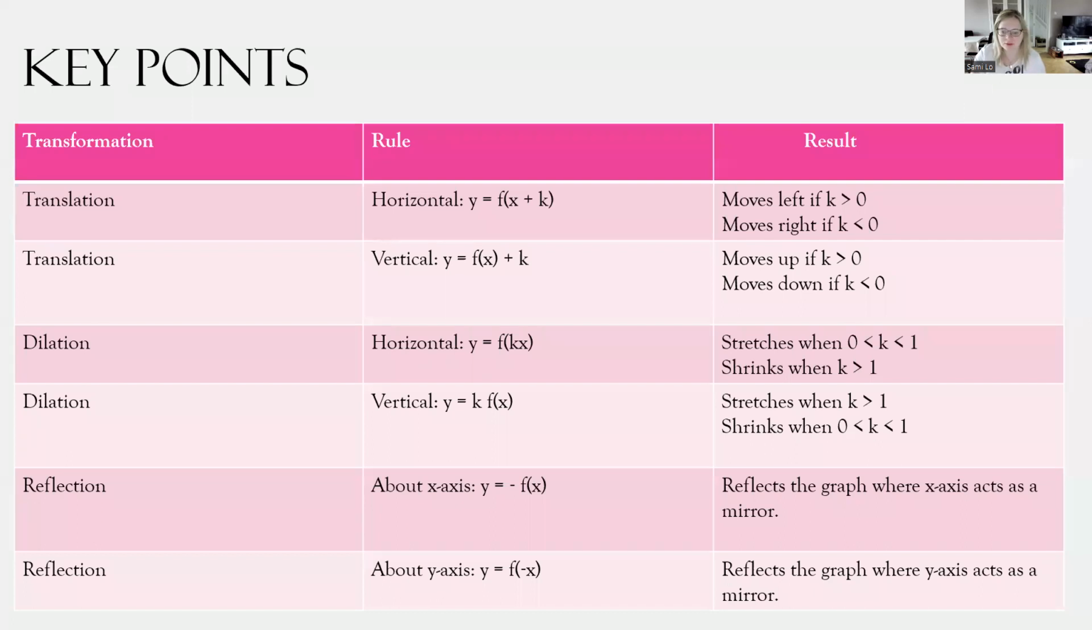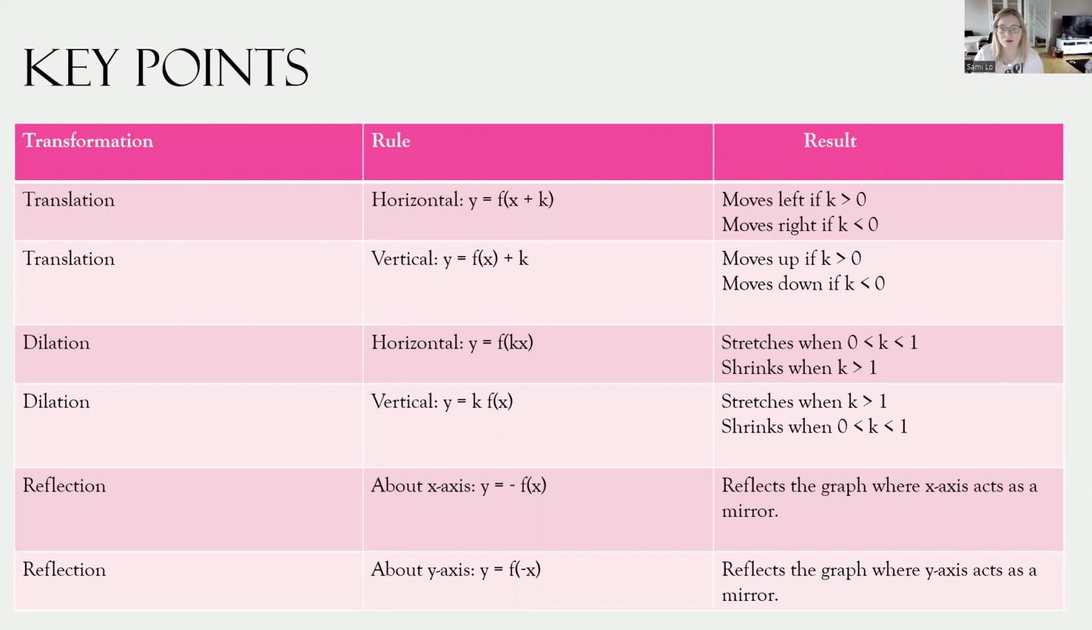First thing is the rules that you'll need to know. The rules come under translation, dilation, and reflection. So translation, first of all, that's the movement of the whole graph. If it happens within the brackets, you're going to have the opposite function happening to the x. For instance, if it was x plus 3, you'd actually be taking away 3 each time you have your x. Vertical translation, that actually just bumps it up.